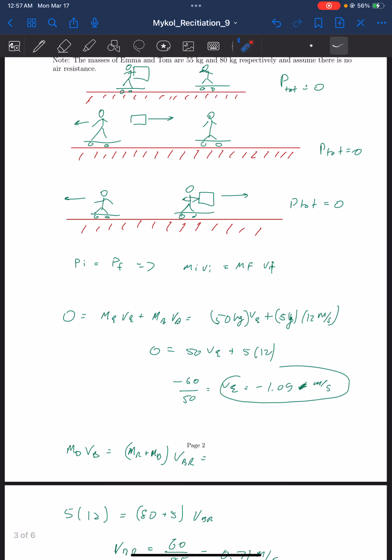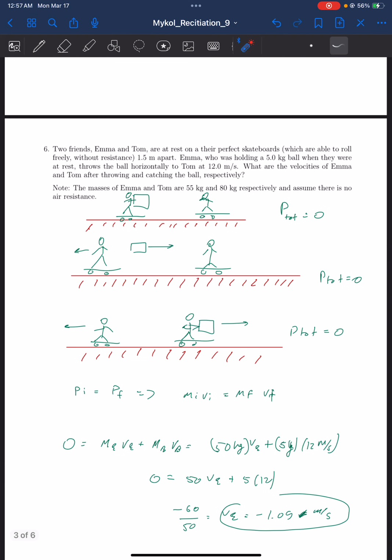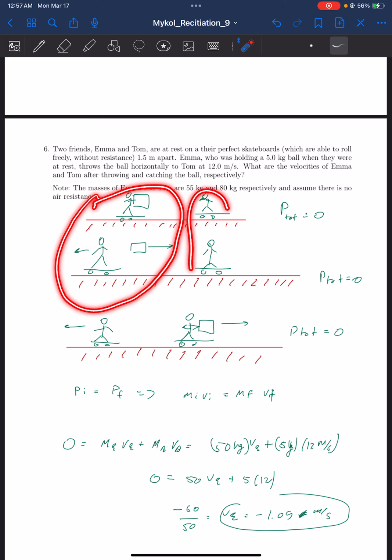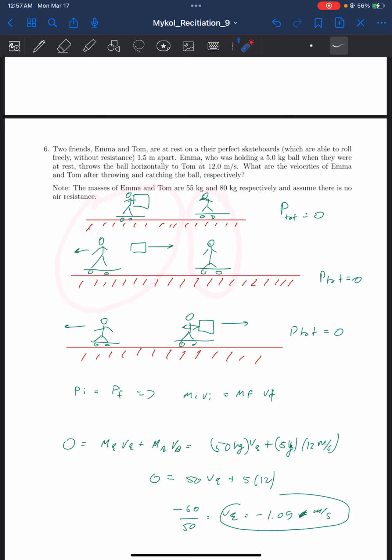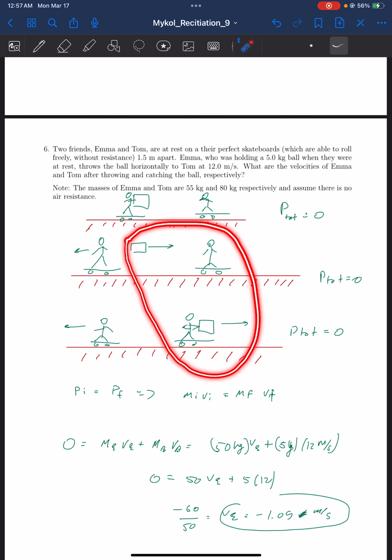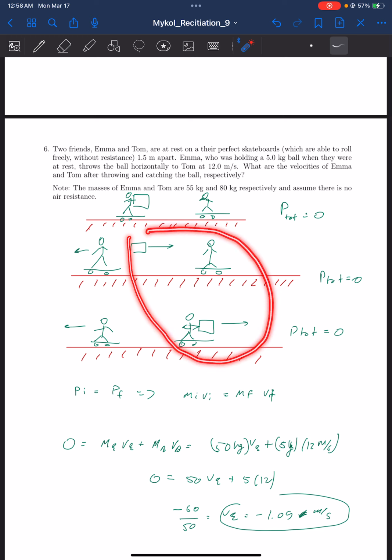Notice how in this situation, for the momentum conservation, we first focused on these two folks because Tom was just stationary there by himself, so he had no contributions to the momentum. And then for the second part of the problem, we focused on this system here because we already knew what was going on with Emma. Her situation does not change from one frame to another. And the only system we wanted to look at was that of the ball and Tom.